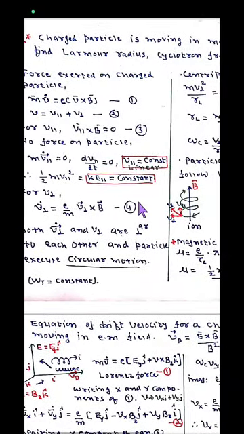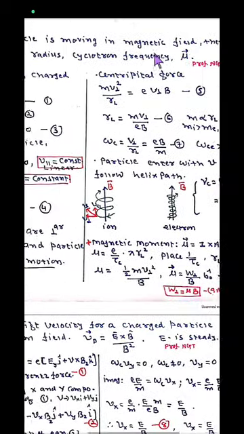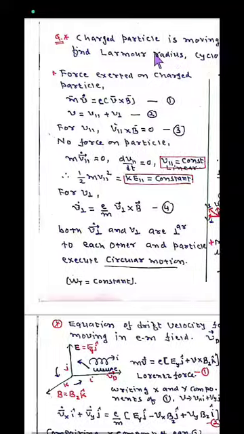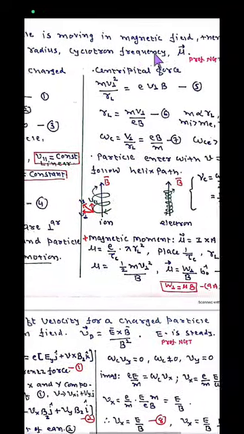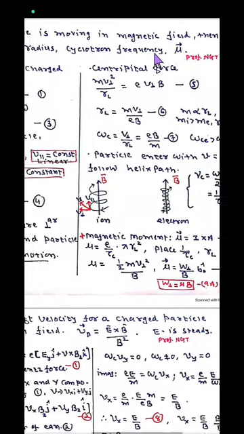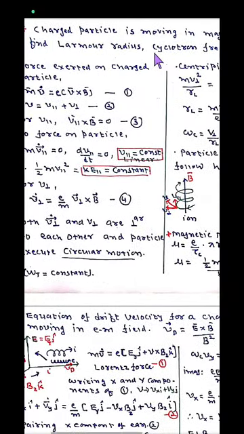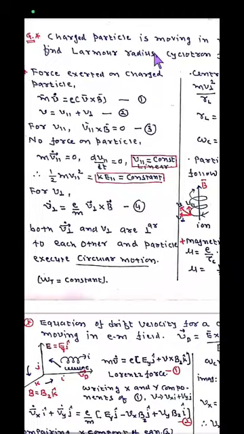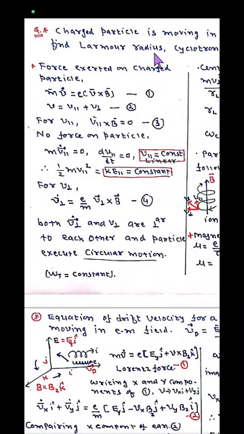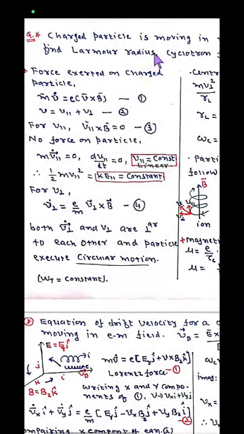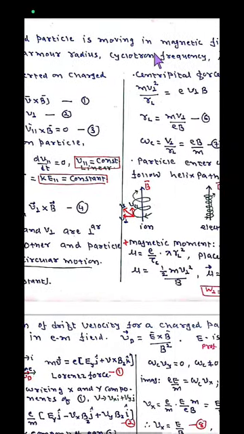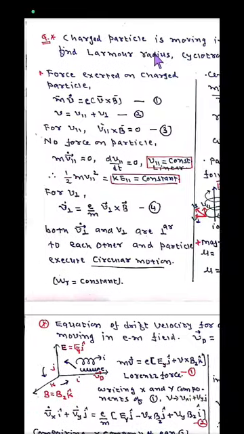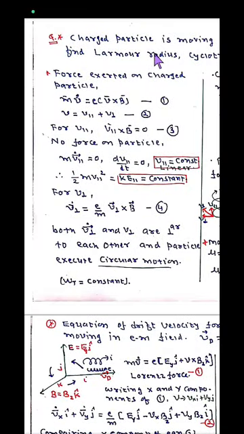So, the question is: a charged particle is moving in a magnetic field, then find the Larmor radius, its cyclotron frequency and its moment of inertia. Whenever a charged particle is moving in a magnetic field, find its Larmor radius, its cyclotron frequency, and moment of inertia. Let us start.